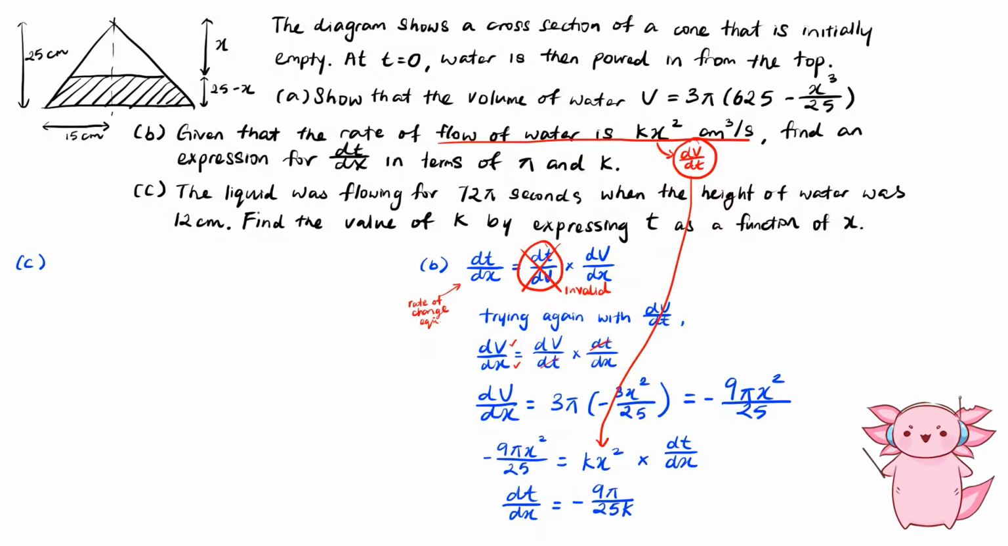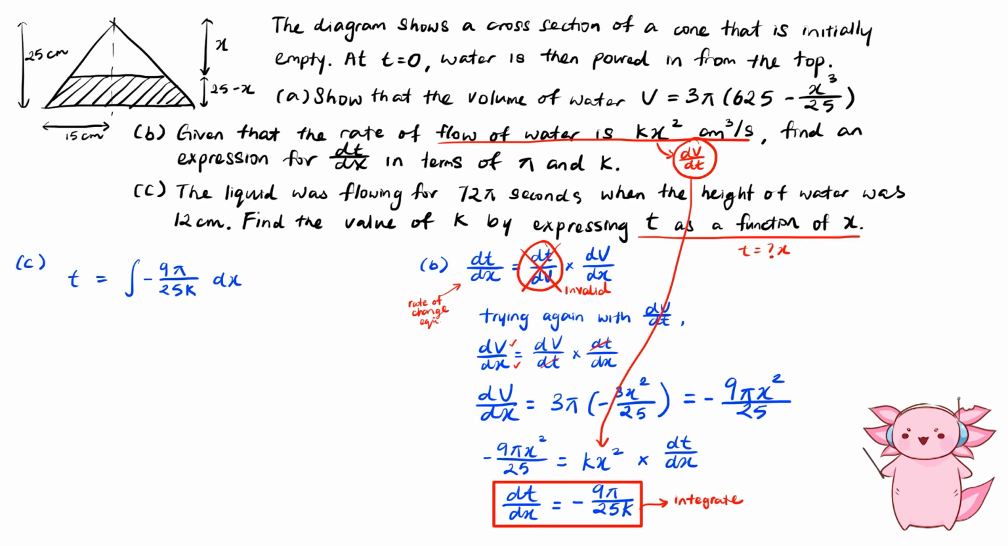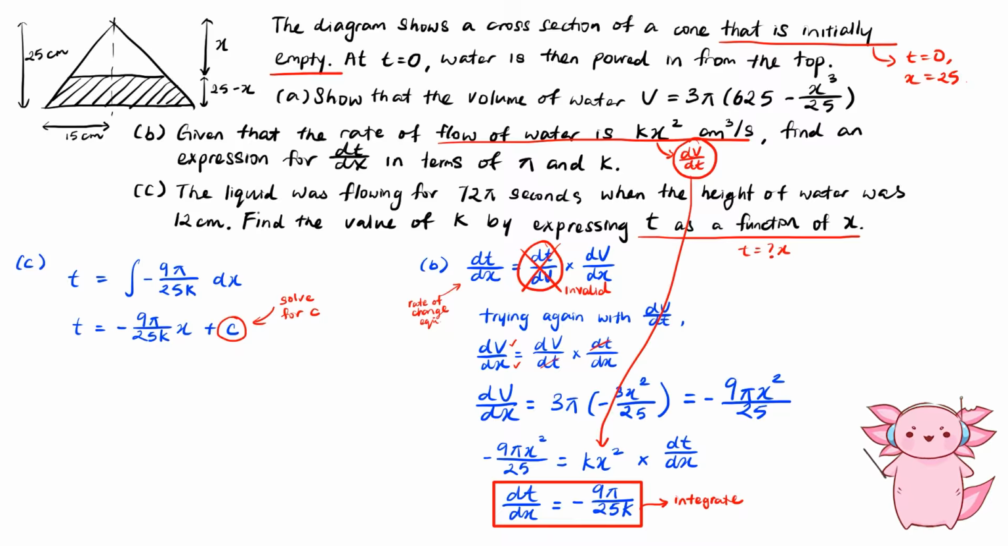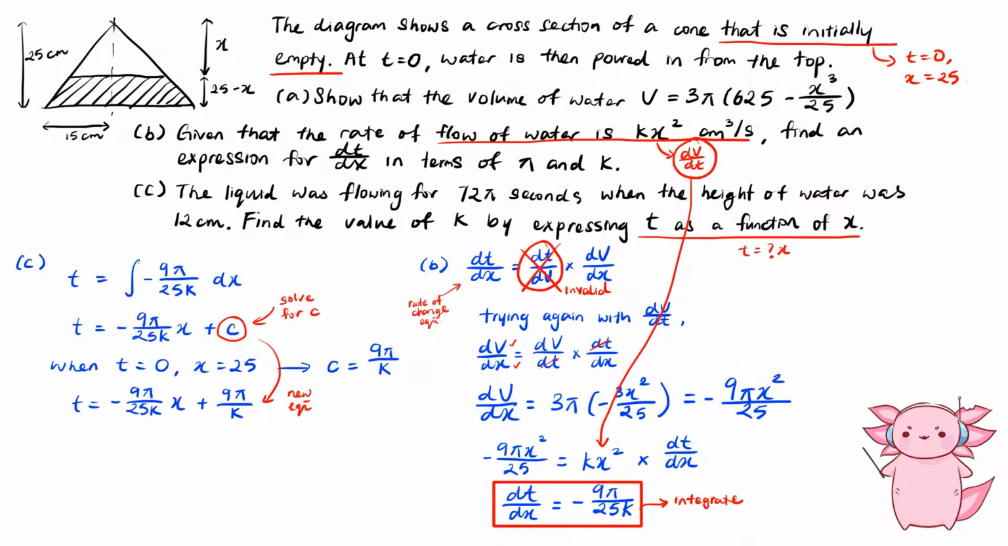The final part is the most difficult one, where they ask you to find t as a function of x. And since we have dt over dx, let's integrate this function with respect to x to get the equation of t. Since all this is a constant term, we just kind of add on the x over here, and we gotta find our plus c unknown constant here. We know that initially at t is equals to 0, the container is empty, so the x value is equals to 25. And subbing it in, we can get the c value of 9 pi over k.